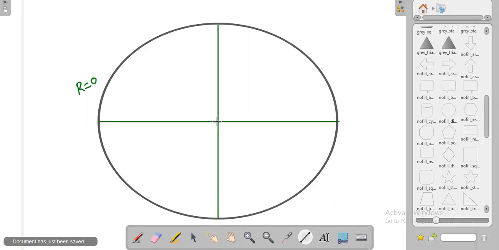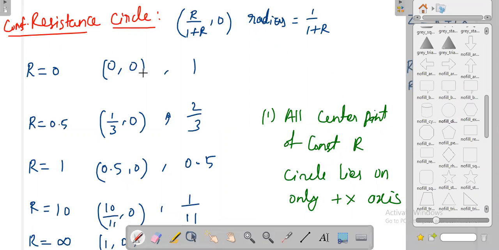Okay, so this is my center point. The center point is 0 comma 0. With this center point, the radius is 1. This is the bigger circle that I can have, because when r is equal to 0, the center point is 0 comma 0 and the radius is 1.